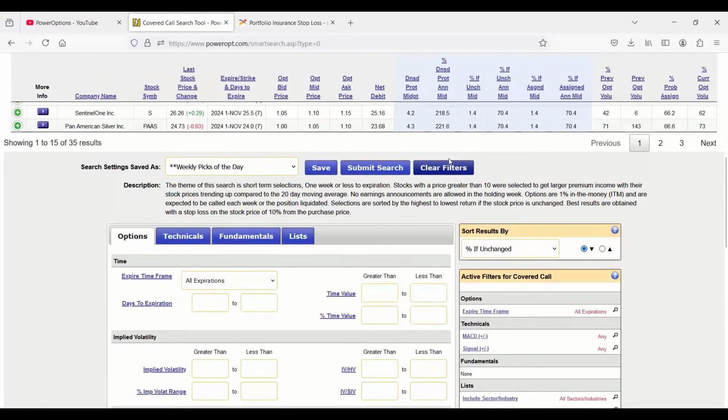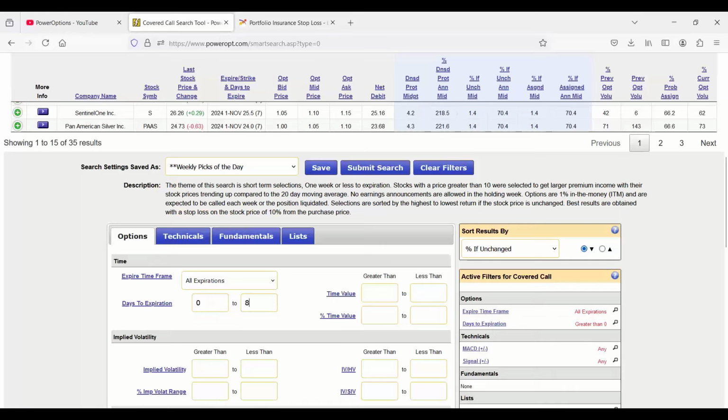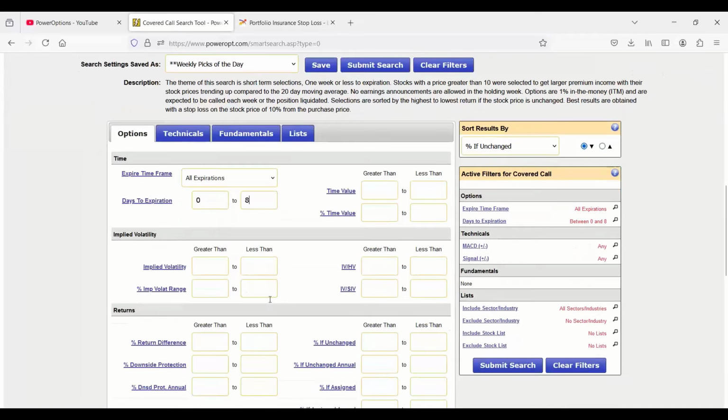What do I want? I want positions that expire next week. So we're going to use all expirations here, and we're just going to put in 0 to 8 days. That's going to cover only through next Friday, or anything that maybe has a daily option as well.